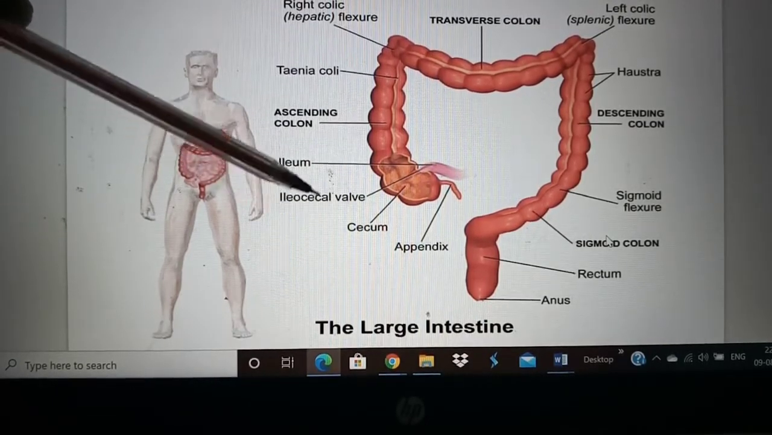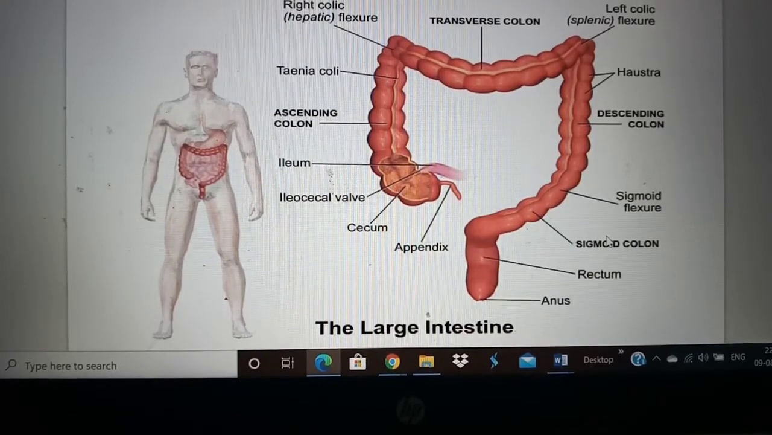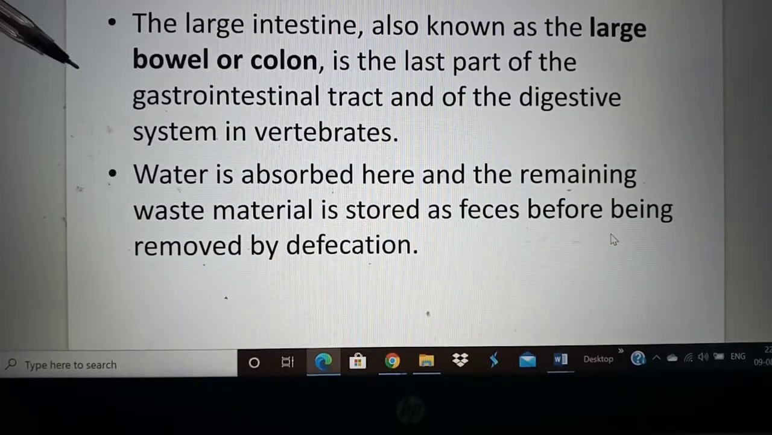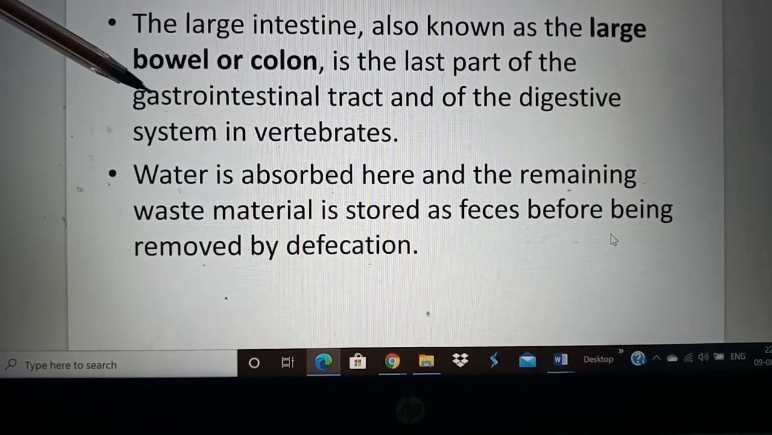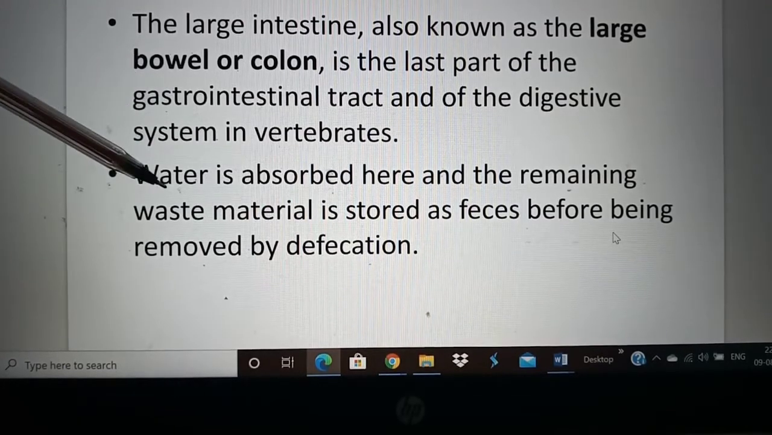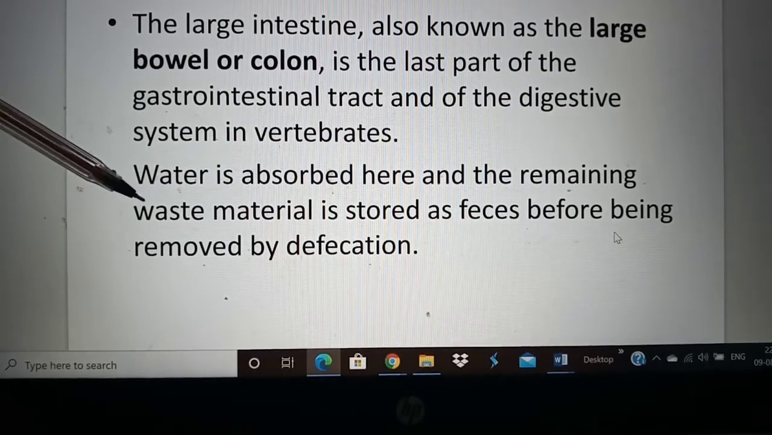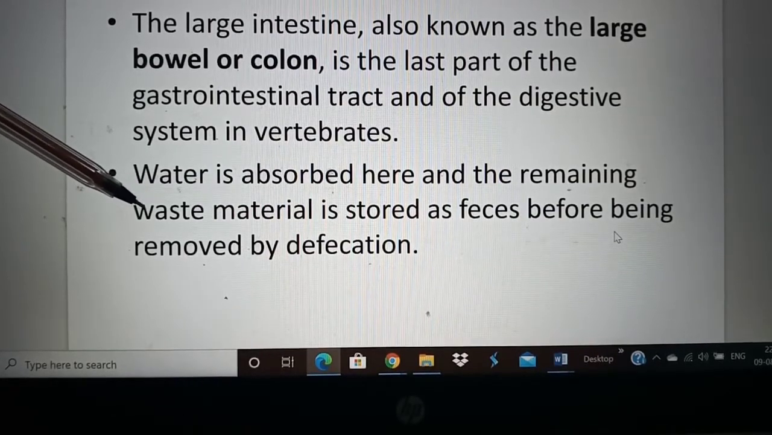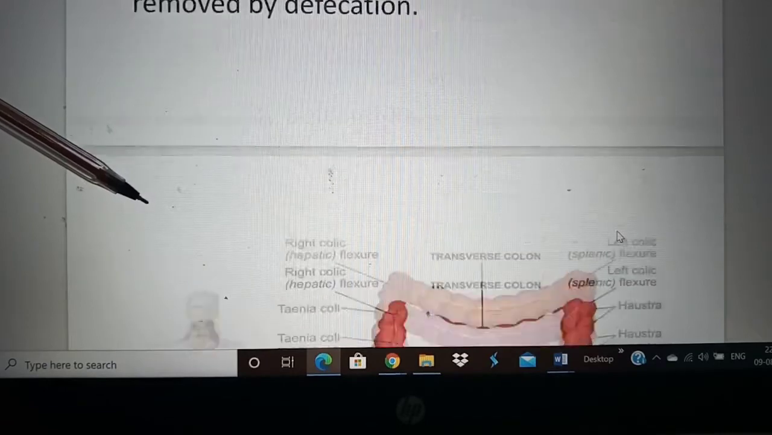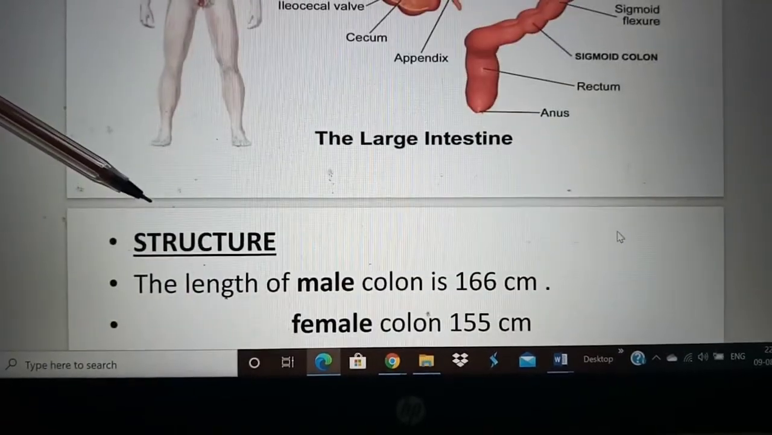The large intestine, also known as the large bowel or colon, is the terminal or last part of the gastrointestinal tract of the digestive system in vertebrates. Most of the water is absorbed here, and the remaining waste material is stored as feces before being removed by defecation. Defecation is the process of elimination of waste.